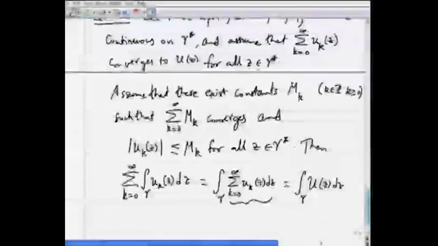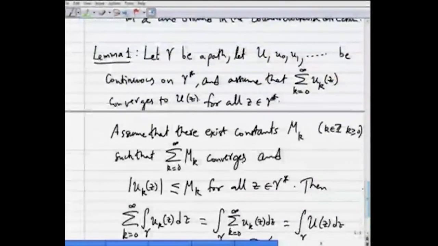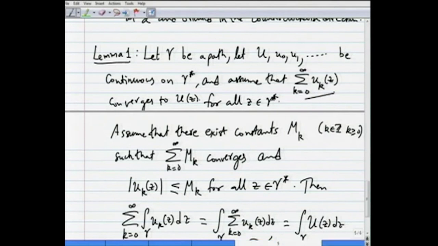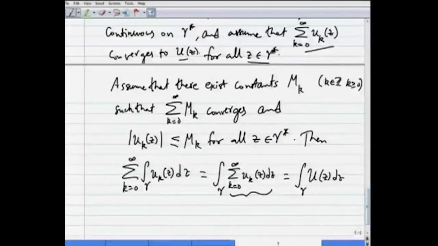So this lemma tells us that if you have a point by point convergent series of functions, so for each point z, this series of functions converges to U of z, at least for all z belongs to gamma star, and if these u_k of z in modulus are less than or equal to some fixed constants M_k, and the sum of M_k converges, then you can exchange the integration and summation for these u_k of z over the contour gamma.